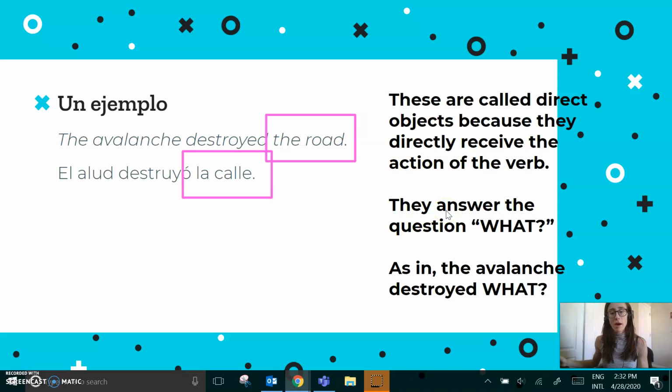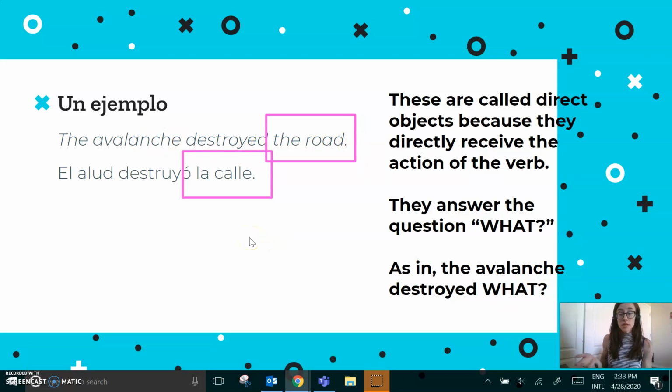What? So if you have a sentence, you know the subject is the avalanche and the verb is destroyed. The road is the thing that answers the question, what? The avalanche destroyed what? The road. And then our pronoun here in English, in this case, would be it, right? The avalanche destroyed the road. The avalanche destroyed what? It, okay?